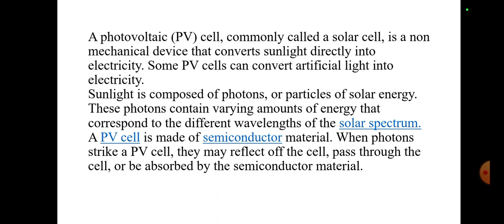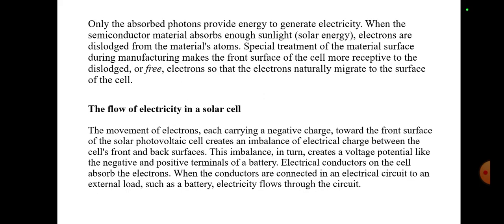When photons strike a PV cell, they may reflect off the cell, pass through the cell, or be absorbed by the semiconductor material. Only the absorbed photons provide energy to generate electricity. When the semiconductor material absorbs enough sunlight, electrons are dislodged from the material atoms. Special treatment of the material surface during manufacturing makes the front surface of the cell more receptive to the dislodged or free electrons, so that the electrons naturally migrate to the surface of the cell.